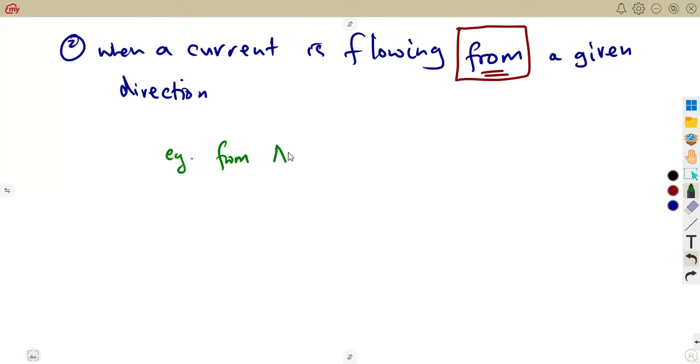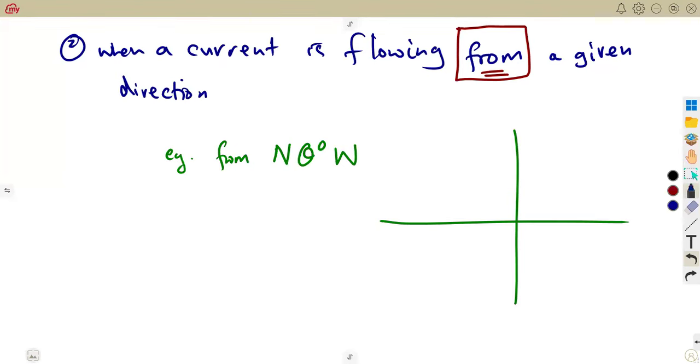Let's just give an example, guys. Let's say north theta degrees to the west. Let's put it here: this is our north, this is our south, our west, and our east. The boat will be originally in its own direction. Let's say the boat is going this way. So the boat, remember, maintains whatever it will be having. Let's say this is the boat.